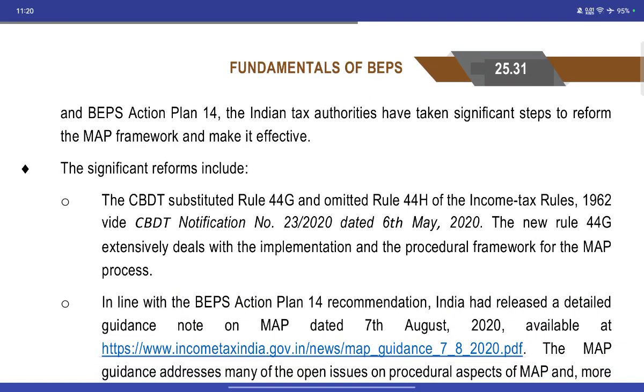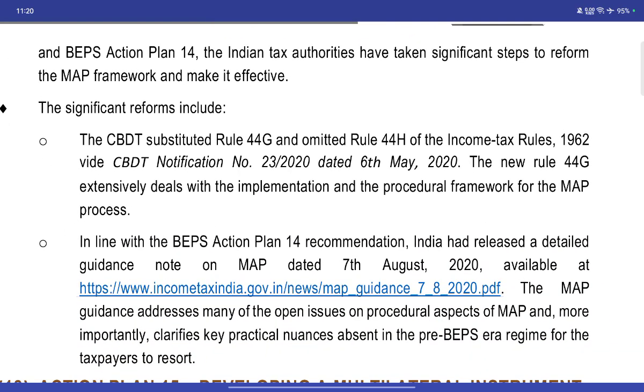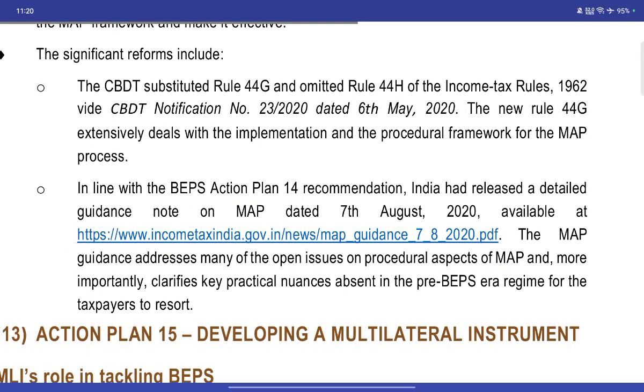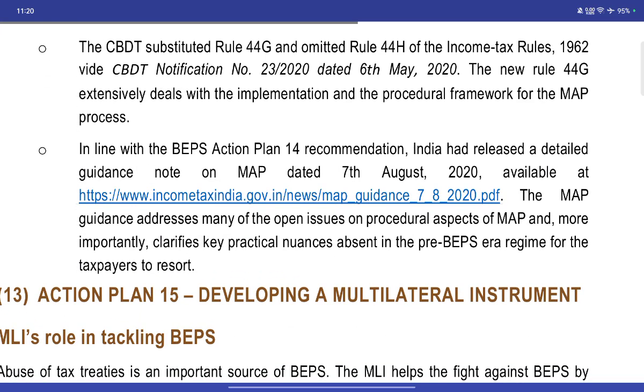The significant steps include the CBDT substituting Rule 44G and omitting Rule 44H of the Income Tax Rules, 1962, by CBDT notification 23/2022 dated 6th May 2022. The new Rule 44G extensively deals with the implementation and procedural framework of the MAP process. In line with BEPS Action 14 recommendations, India released a detailed guidance note on MAP in 2020. The MAP guidance addresses many open issues and procedural aspects of MAP, and more importantly clarifies key practical aspects, absent in the pre-BEPS era, for taxpayers to resolve disputes.